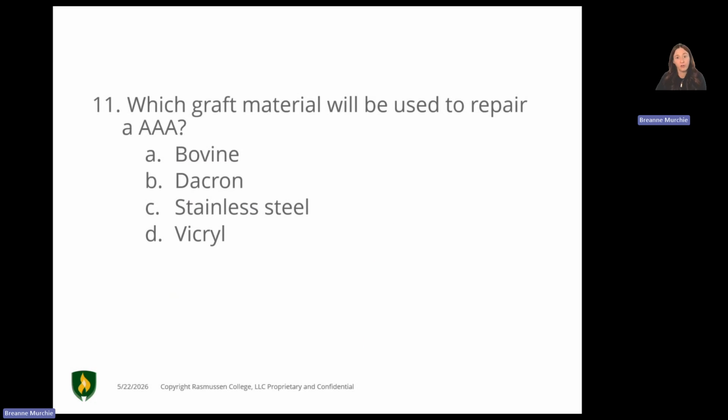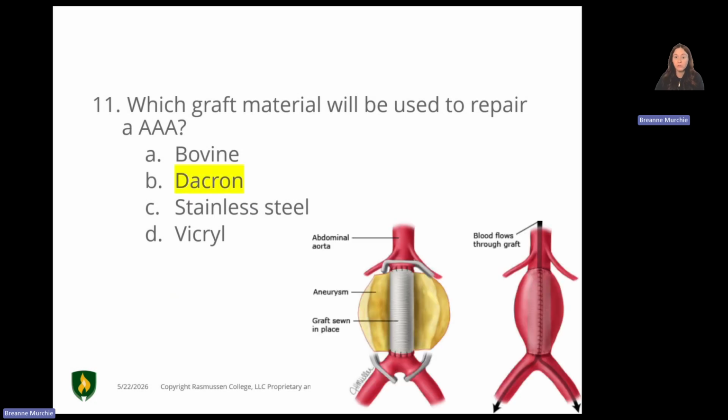You're going to use a Dacron graft. That is the most common one used. Can be cylindrical or tubular. Can also be bifurcated. It can be in that Y shape, but most often it's going to be Dacron.